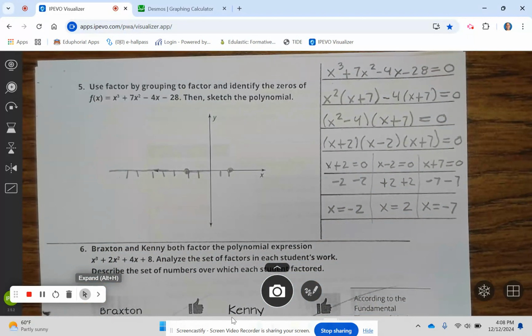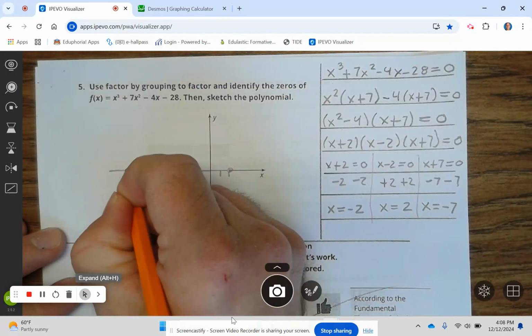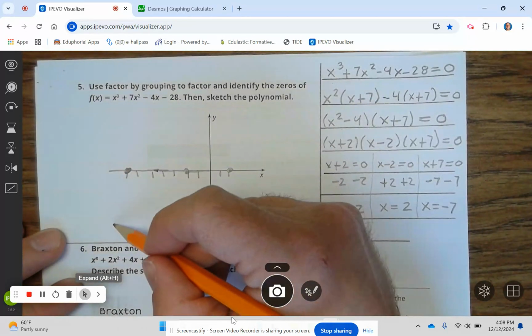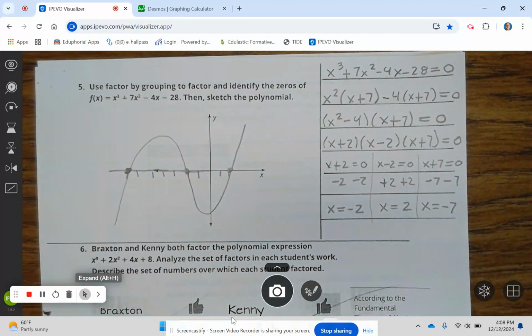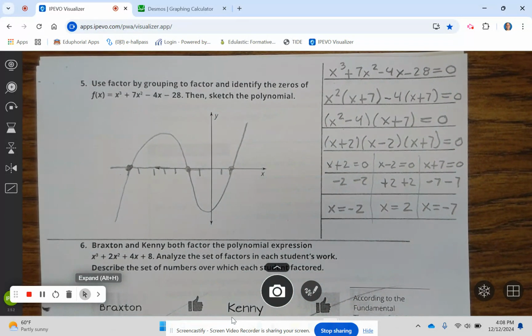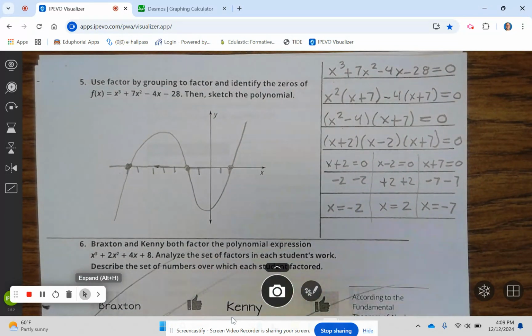Okay? And then our graph looks like this. All right, go ahead and finish up number 5. Mark out number 6.